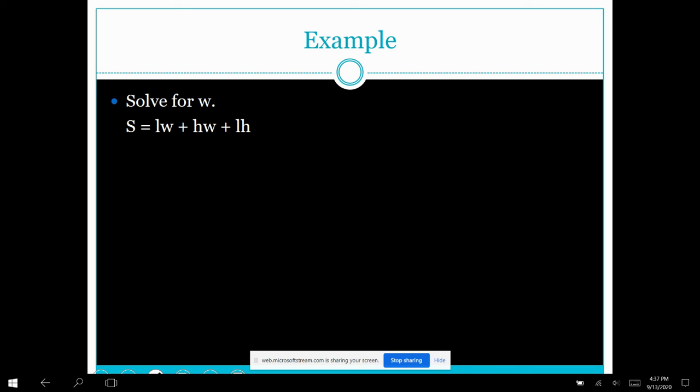Okay. Now we're working on a little bit different problem. So to solve for w, well, what you should notice is that there are two terms with w in it. So just as our goal before was to isolate the variable we're solving for, we're going to do the same thing here. We're going to isolate the terms with w. So the first way to do that is subtract the LH from both sides. So we have S minus LH equals LW plus HW.